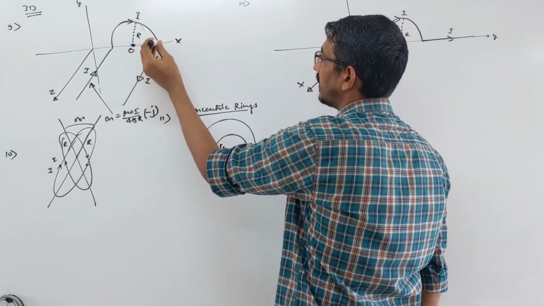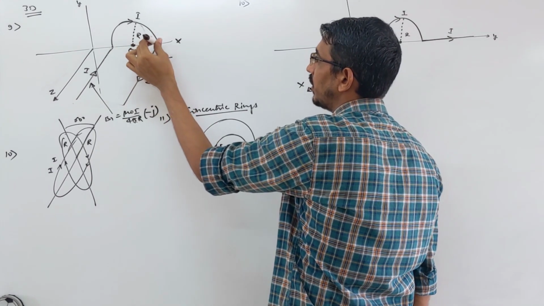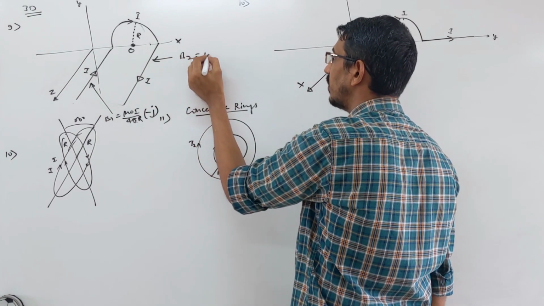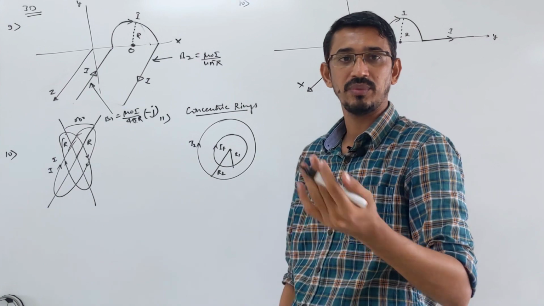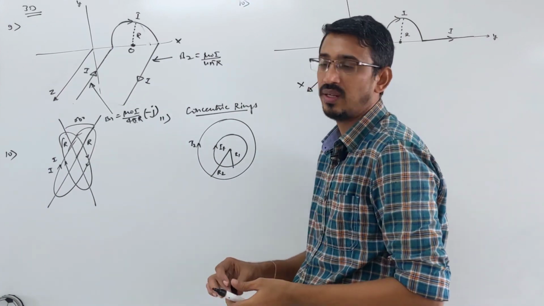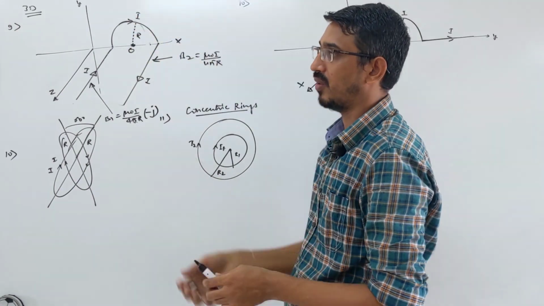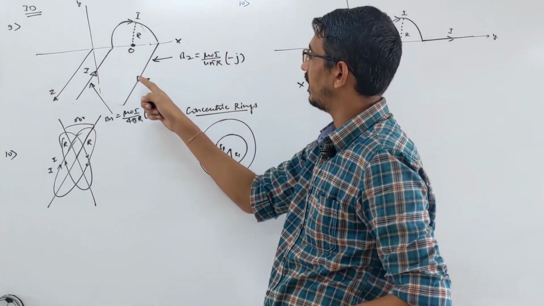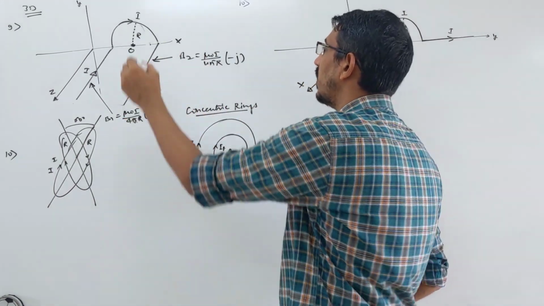That wire is again perpendicular to the board. So the field at this point is again the end-of-wire case. B2, let's call it, is mu naught I upon 4 pi r. What is the direction of the field? Again grab with your hand, thumb outward, and the fingers go straight down. The field is in the minus j direction. That wire has the same amount of field in the same direction, downward.